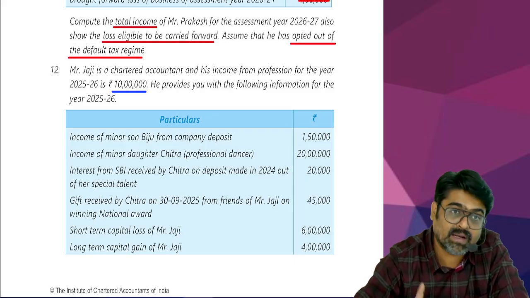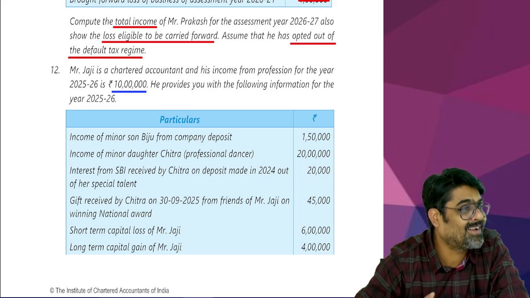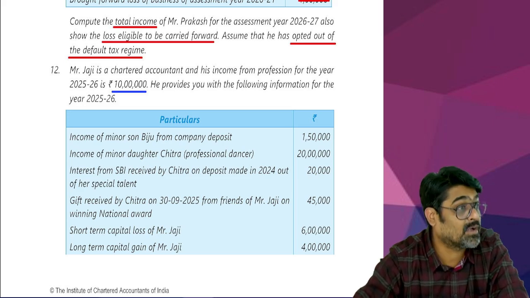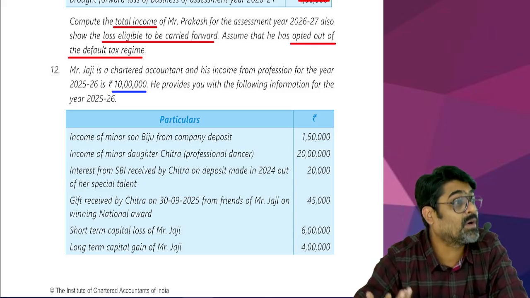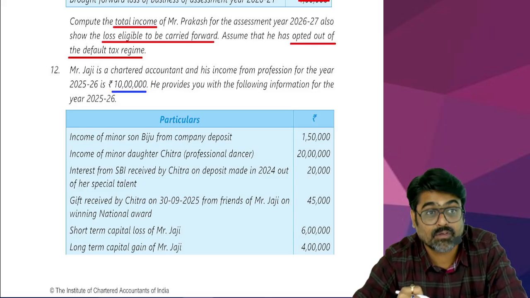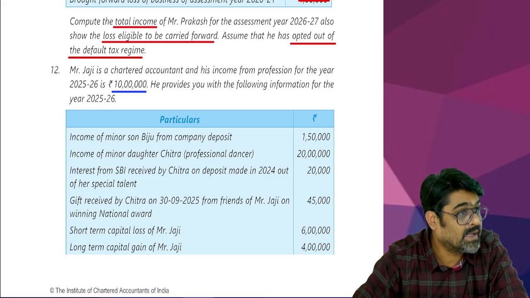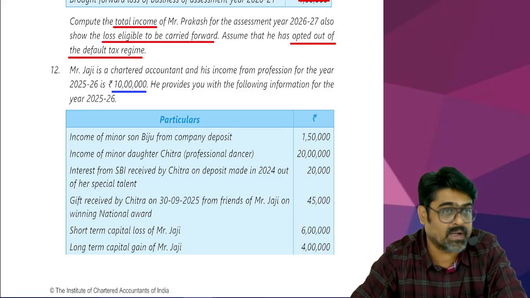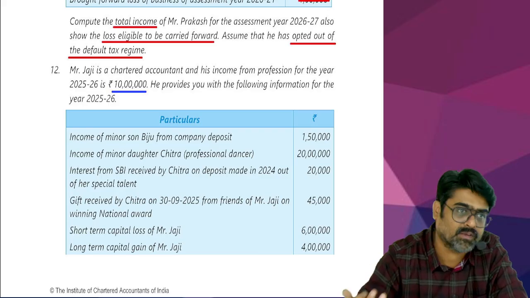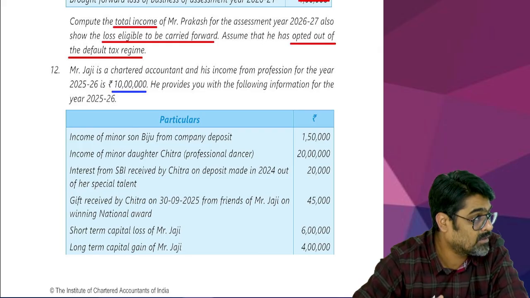And minor's income will be clubbed in your hands, provided the minor's income is not coming from his own skills, talent, knowledge, etc. Because minors are also talented nowadays. They can earn on their own. They can work in films, they can sing, they can play, yes or no? So if from their skills, talents, knowledge, etc., they are earning, then that income will not be clubbed in your hands. That will be your minor's income, taxable for them. But any other income of your minor child will be taxable in your hands.